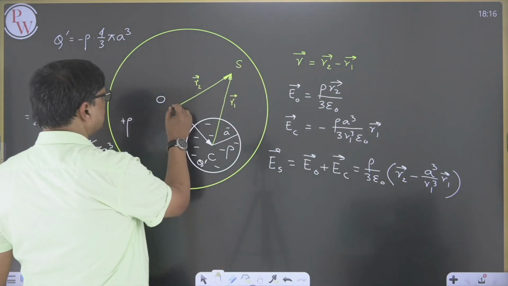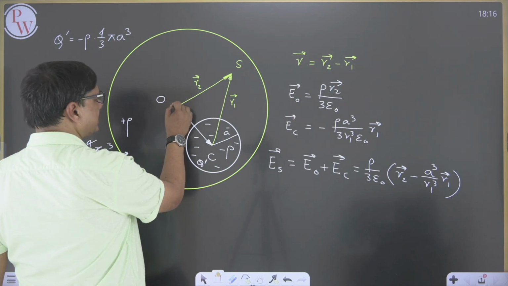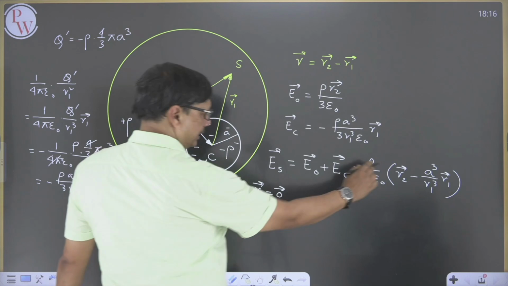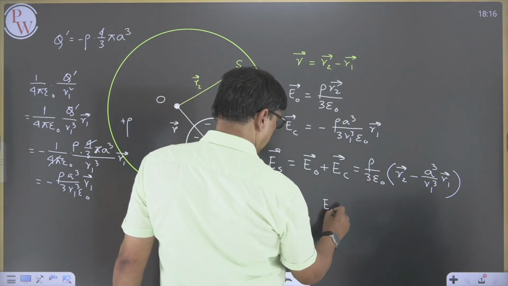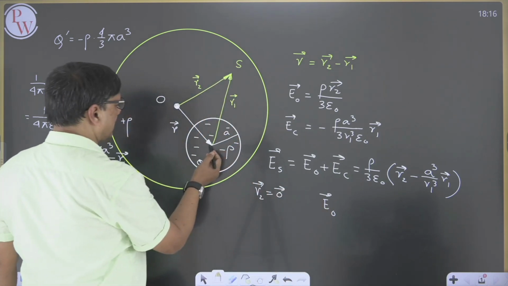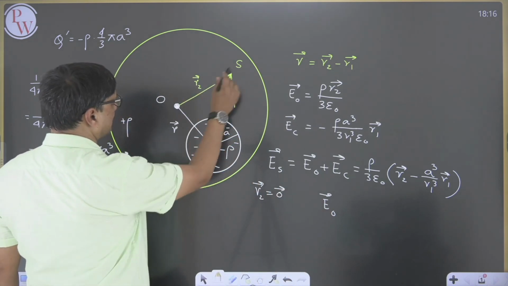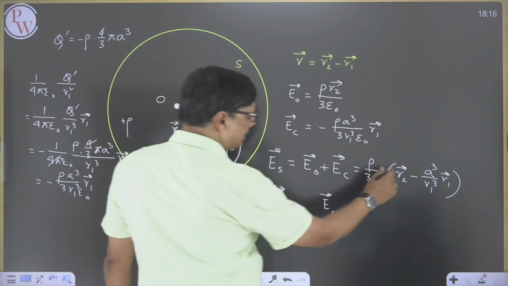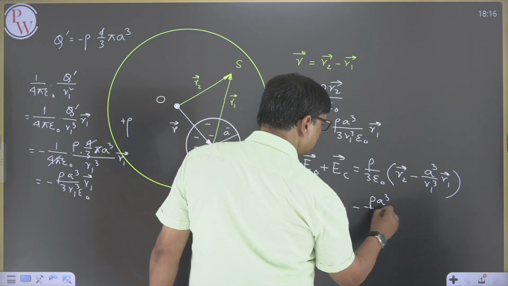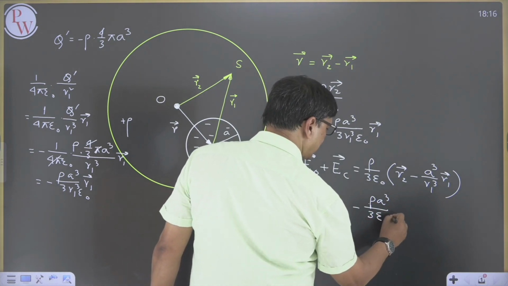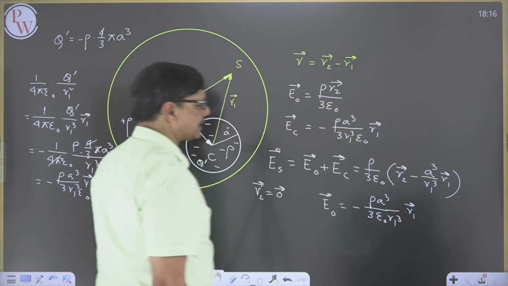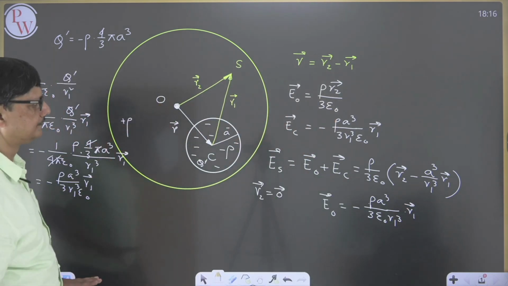You can see that if we want to find field at origin, we will just make r2 vector as the null vector. Then what will happen? E at O, due to this cavity, we can understand this will be along this direction, because r2 is 0, r1 becomes r. So what we get? This is minus rho a cubed by 3 epsilon naught r1 cubed into r1 vector. That is the field at the center of the body.